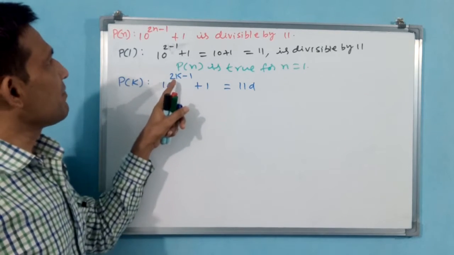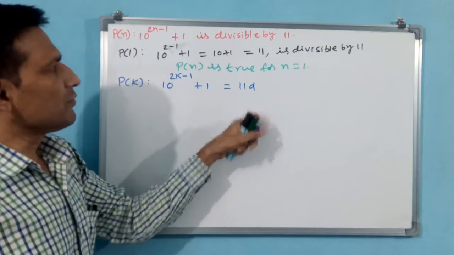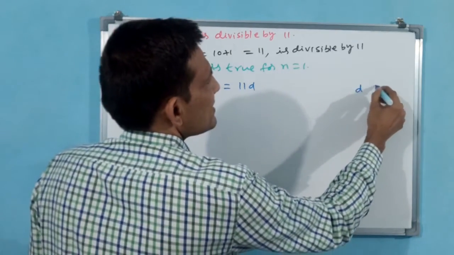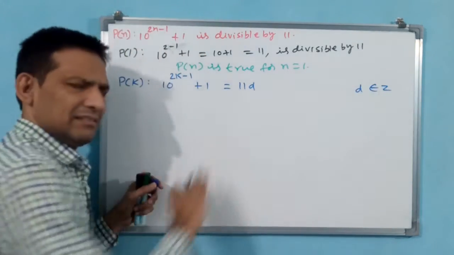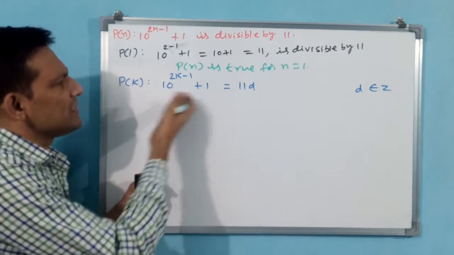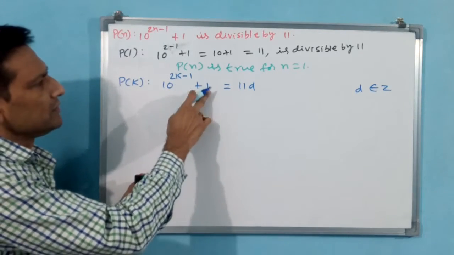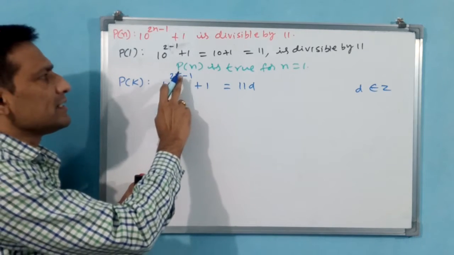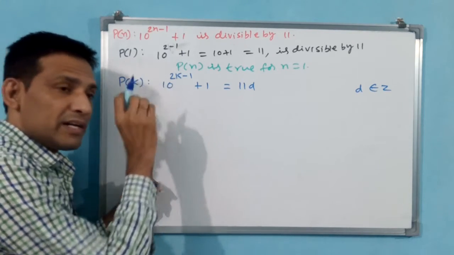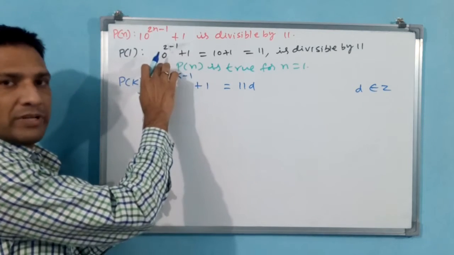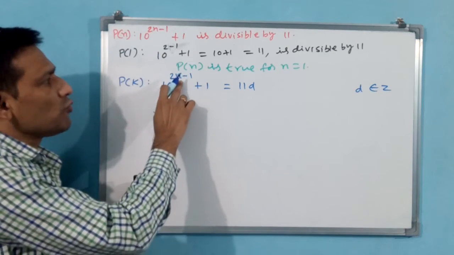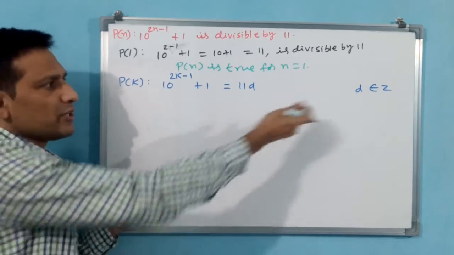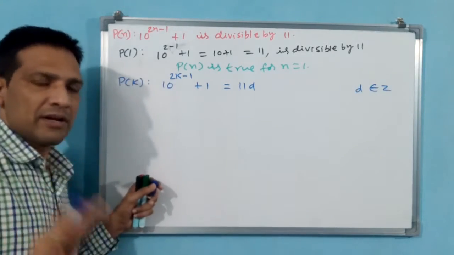10 power 2k minus 1 plus 1 is equal to 11d. 11d means what? D belongs to Z or N. Here N you can take. Why? Because there is no negative number. Always this is greater than 1 and k is at least 2. Because 1 already we have taken. We don't take again 1. 2 means 10 to the power of 4 minus 1, 3, 10 cube. Always it is bigger. Even if you take here N also, that is not wrong.